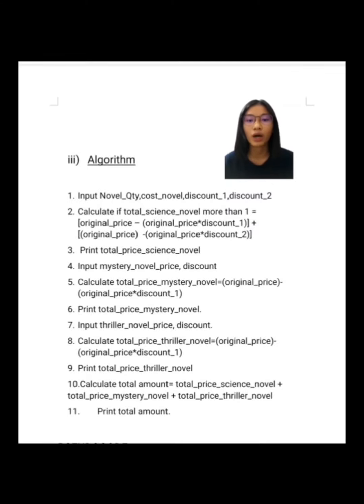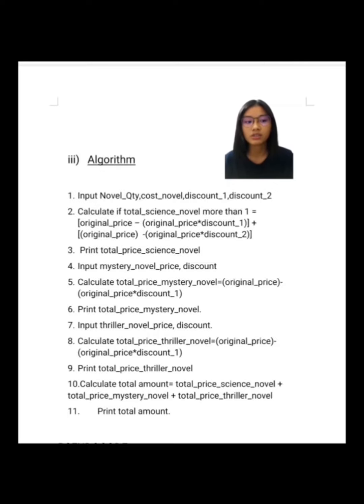First of all, for our algorithm part, we assign input for our variables, which is novel quantity for science fiction novel, mystery novel, and thriller novel. And the second input is cost novel and discount 1 and 2. Then the second step is to calculate the total price of science novel by using the input from step 1. To calculate the total price, it is science original price minus science original price times discount 1.